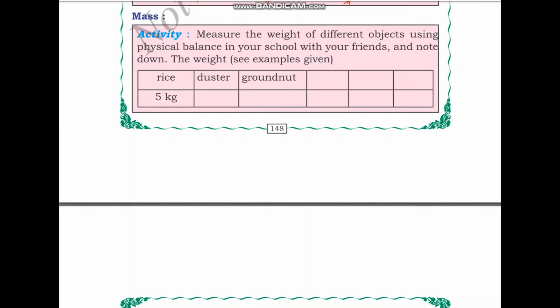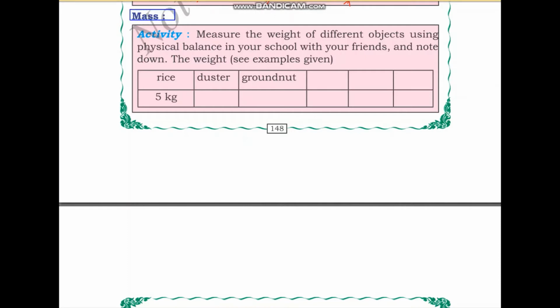Hello students, this is part 4 of the lesson Nature of Matter. In this part, we will be learning about mass, density and pressure. Let's get started with mass.